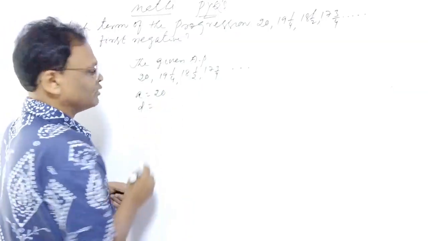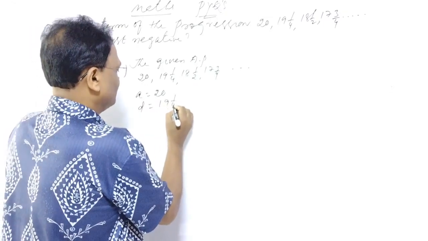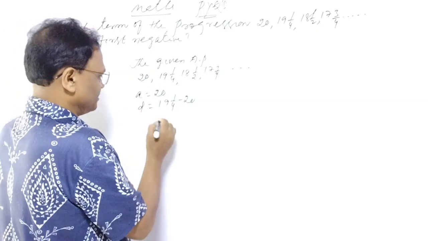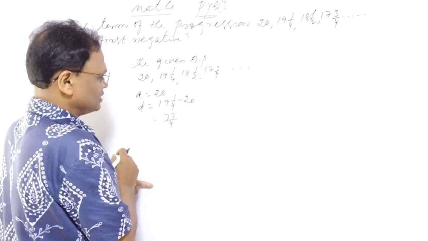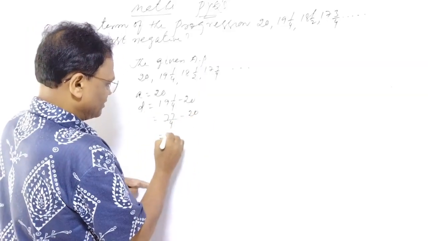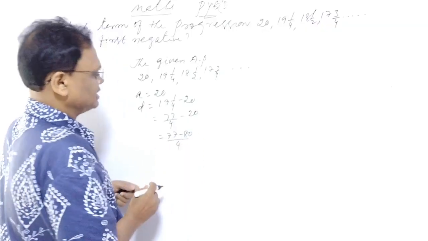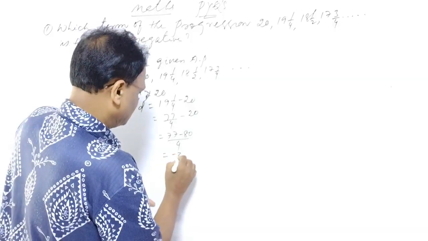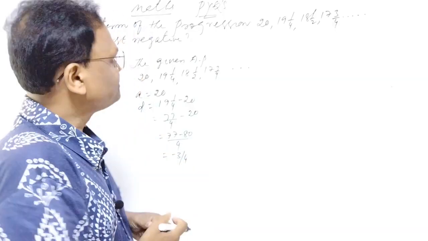In fact, we can also find d, a2 minus a1. So 19 1/4 minus 20. My a2 minus a1 gives me 77/4 minus 20, since 19 times 4 is 76, plus 1 is 77. Further, if I simplify, I'll get (77 minus 80)/4, that is minus 3/4. So the d value is minus 3/4.